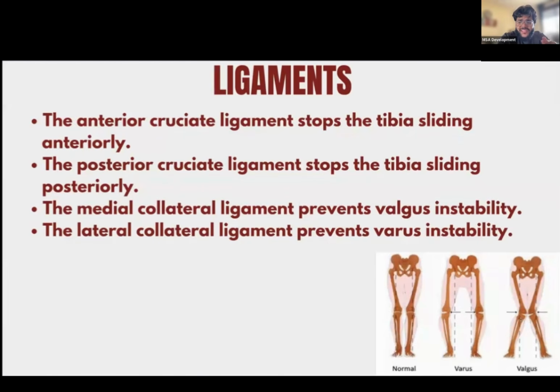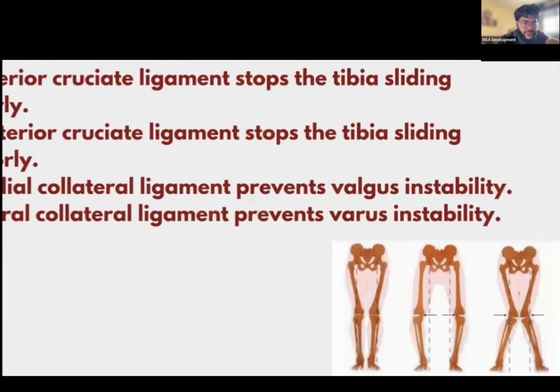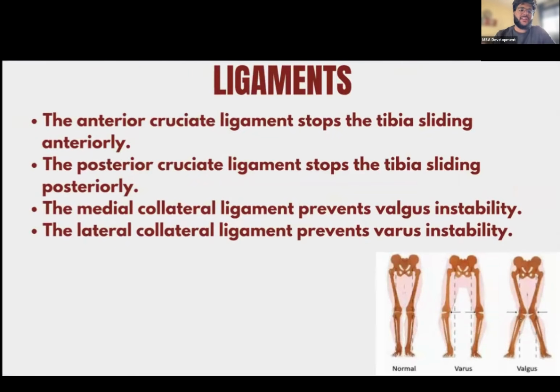The ACL prevents the tibia from sliding anteriorly. The PCL prevents the tibia from sliding posteriorly. The medial collateral ligament basically prevents valgus instability. As you can see, valgus is when your knees buckle towards each other. And the lateral collateral ligament provides varus stability, which is basically bow-shaped legs. It prevents your legs from bowing at the knee joint.